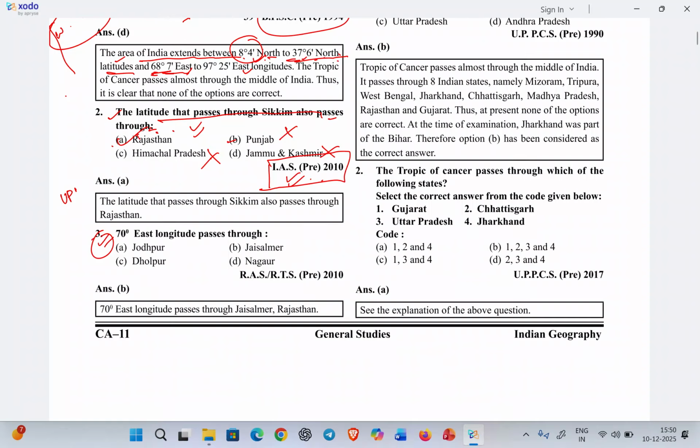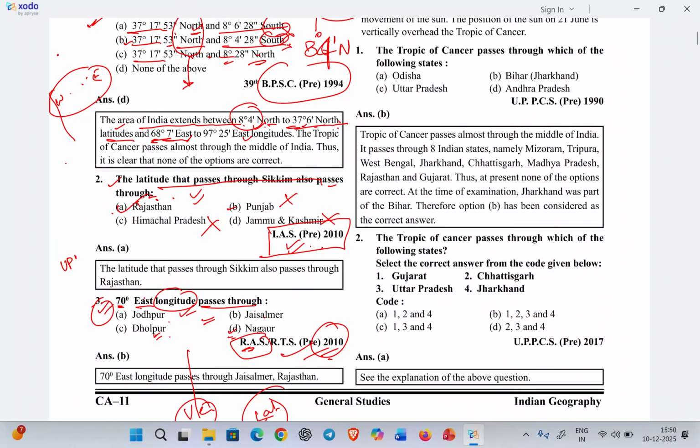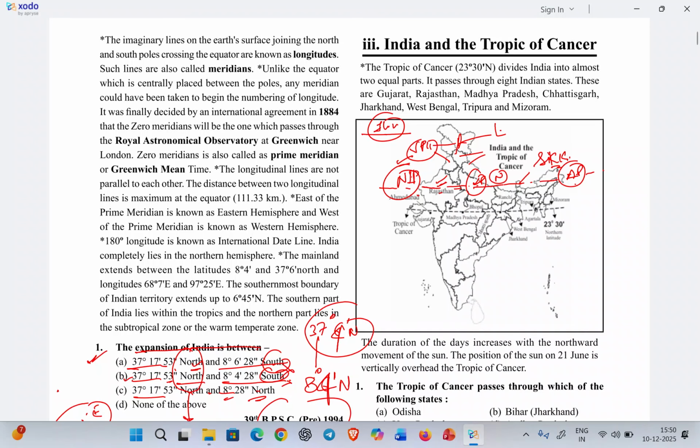So we have another question: the 70 degree east latitude or longitude actually passes through. Longitude is the one which is vertical, horizontal is latitude. So the 70 degree east longitude passes through Jodhpur, Jaisalmer, Dholpur and Nagpur. It has been asked in RAS, Rajasthan Administrative Services, in 2010, and it is asking about the 70 degree eastern longitude. Longitude is the one which is like this, vertical.